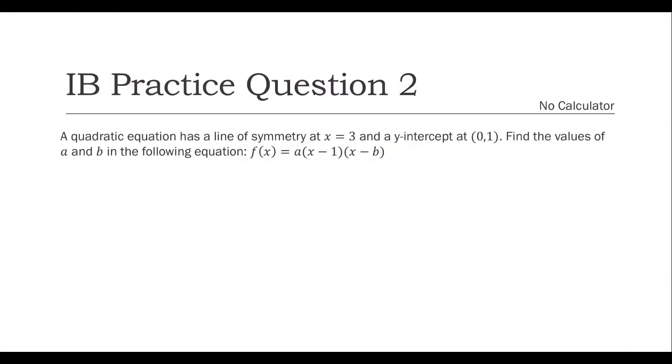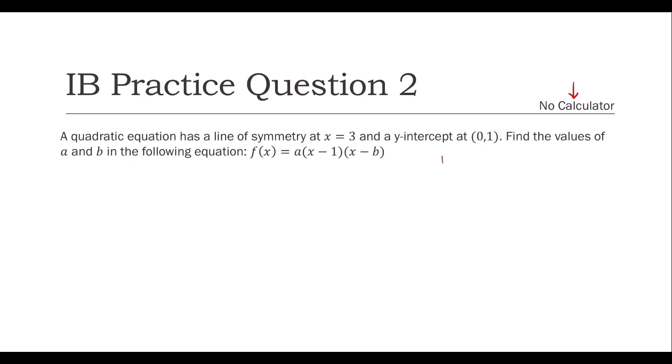Now we have our second IB practice question, which is also no calculator. It says a quadratic equation has a line of symmetry at x equals 3 and a y-intercept at 0, 1. Find the values of a and b in the following equation. F of x equals a times x minus 1 times x minus b.